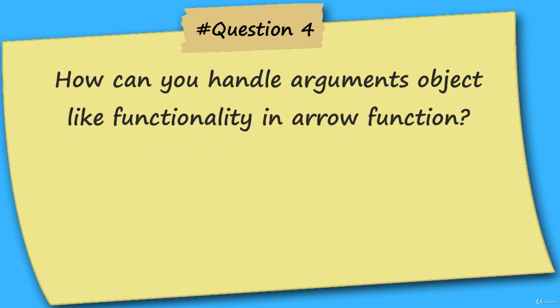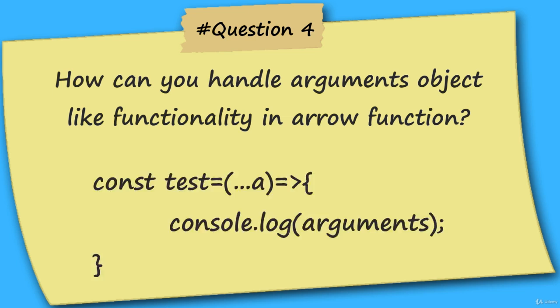Fourth question is, how can you handle arguments object like functionality in arrow function? Because arrow function doesn't support the arguments object, you have the rest parameters which can be used with arrow function to deal with all the parameters passed to the function.